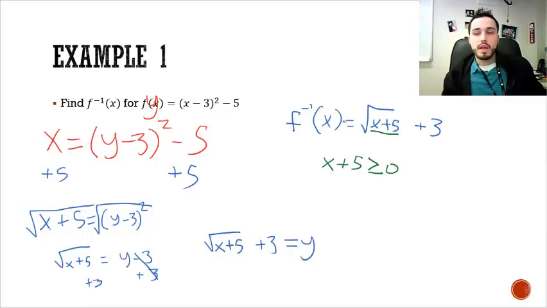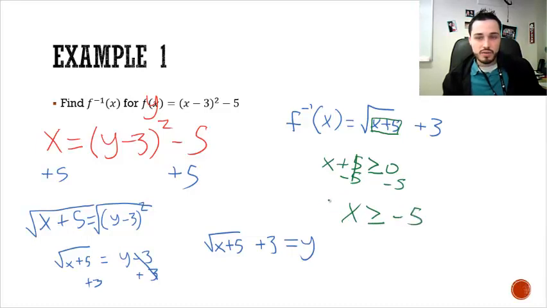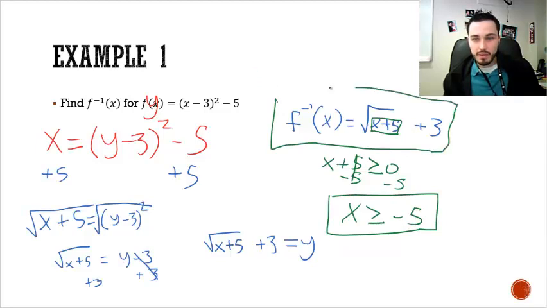Okay? And then I just have to solve this now. That's it. That's all you do for your domain restrictions. You just take this inside piece and you set it greater than or equal to 0. Always greater than or equal to 0 because your inside always has to be positive, or at least not negative. So subtract this 5. x has to be greater than or equal to 0 minus 5, which is negative 5. So then this is my domain restriction, and this was my answer, my inverse function.